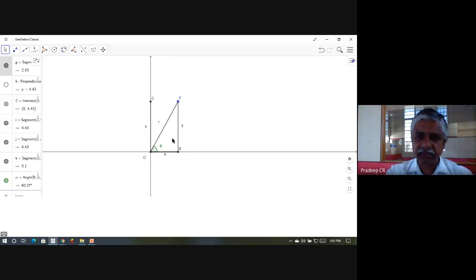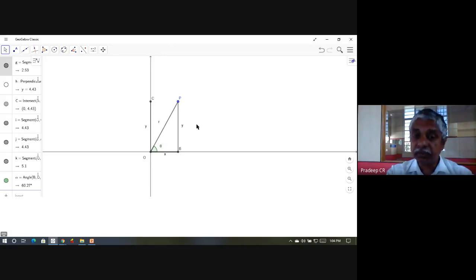From Pythagoras' theorem, R square is X square plus Y square. That's why I wrote this OC as BP. You see, R square is X square plus Y square. That means if you know X and Y, I know R. X may be 3, Y may be 4, then R is root of 3 square plus 4 square, which is 5. So if you give me X and Y, I know R.